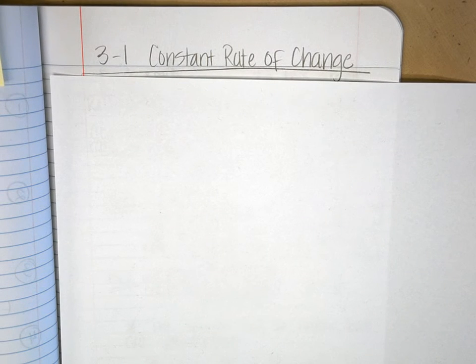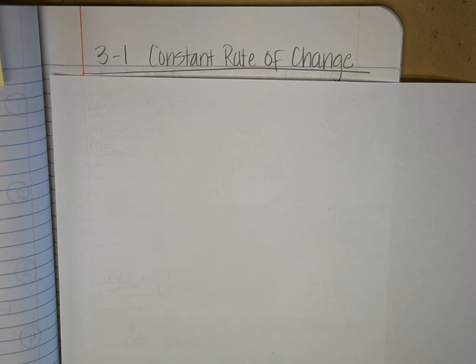Okay, so 3-1, constant rate of change. And by the way, chapter 3 is all about graphing and slopes and lines and stuff like that. Okay? So you can look through it. But constant rate of change is what we're talking about.